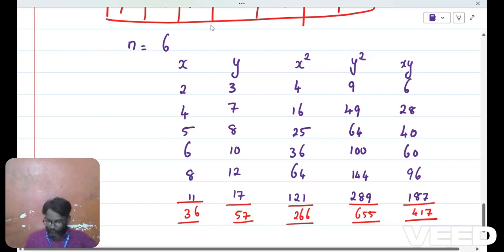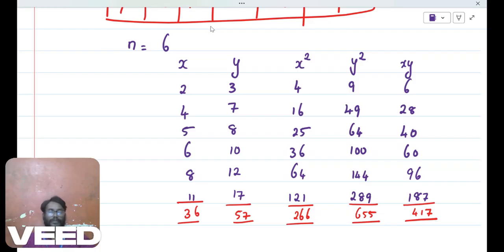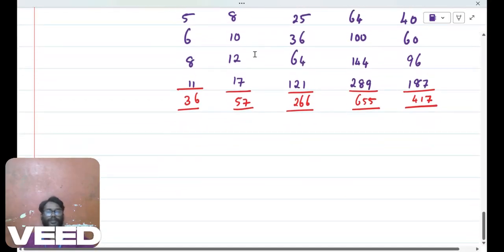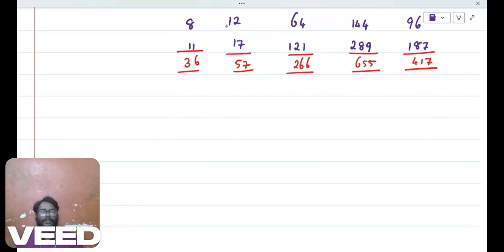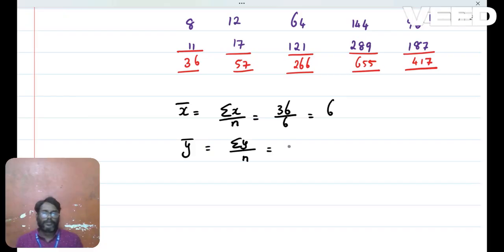First we will find x bar and y bar. These values are required. x bar is equal to sigma x divided by n. Here n is 6, so 36 divided by 6 is equal to 6. So we got x bar as 6. Next, y bar is equal to sigma y divided by n, which is 57 divided by 6, equal to 9.5.